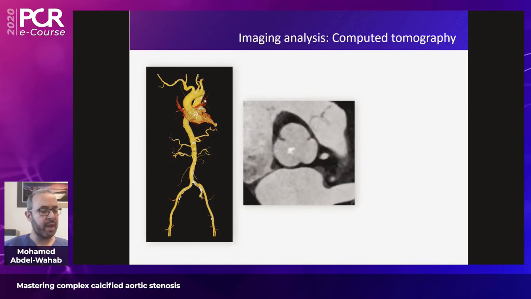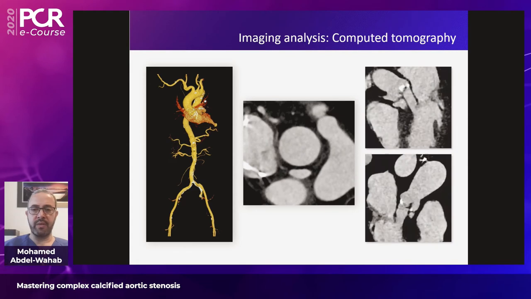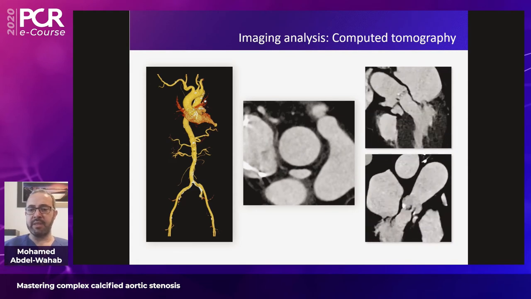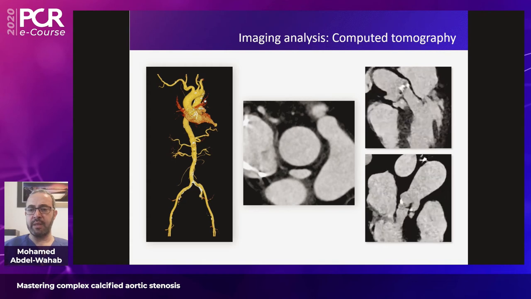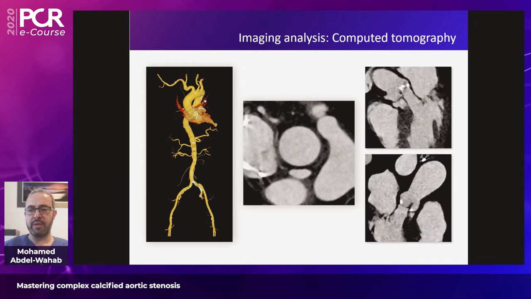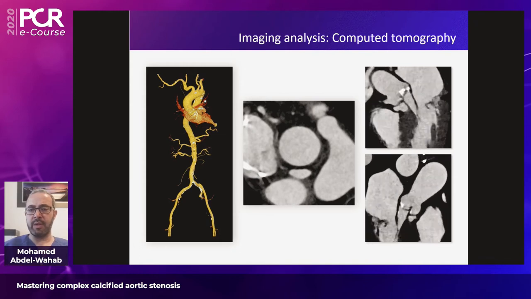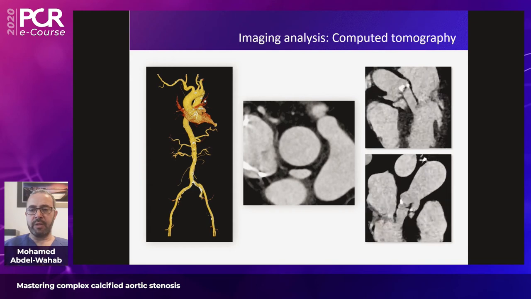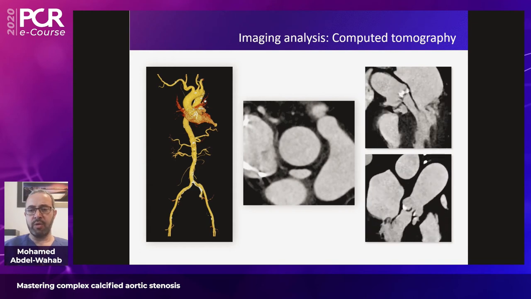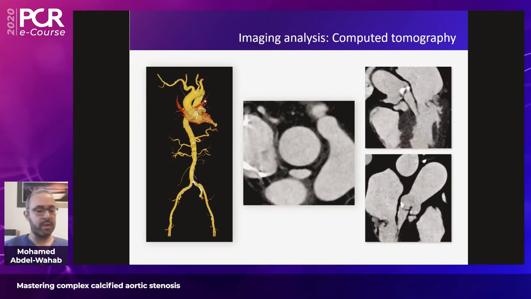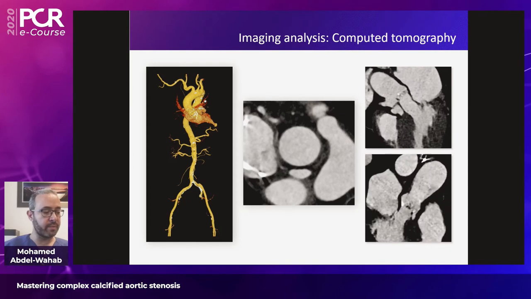So at that point in time, we're really not sure what this mass signifies, because it appears in these images at least to be filled with contrast, or at least having the same attenuation as the contrast material we see in the aorta. And we thought maybe this is some sort of an old abscess or some sort of a pseudoaneurysm. So we were not really sure what this is.